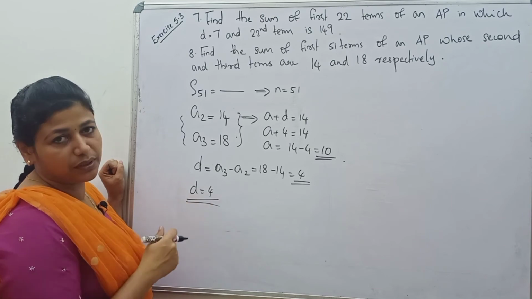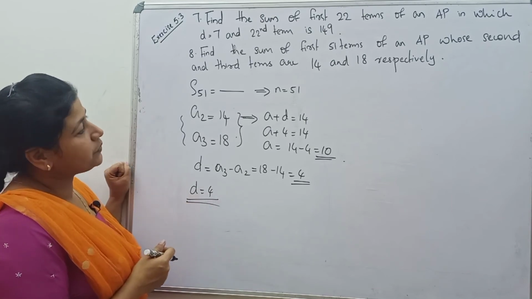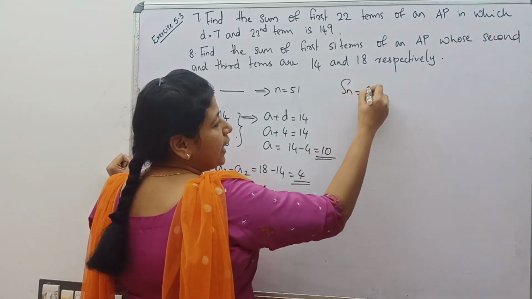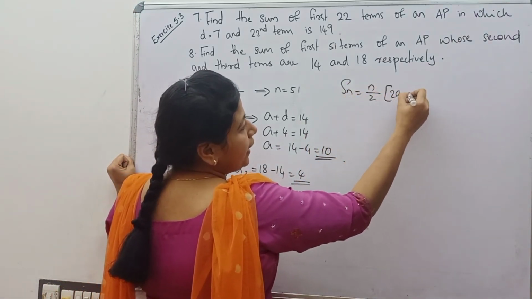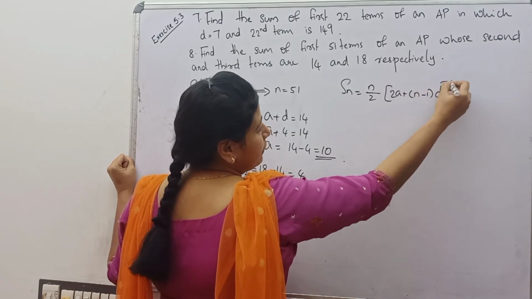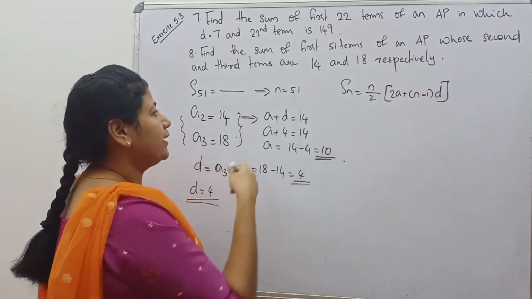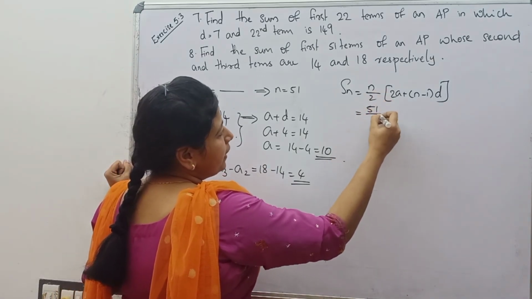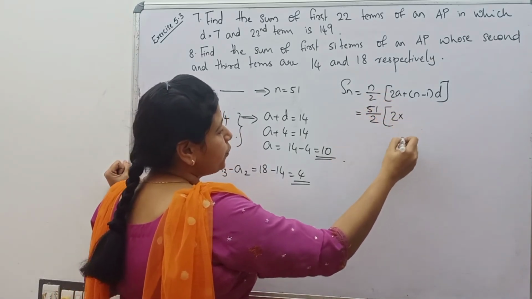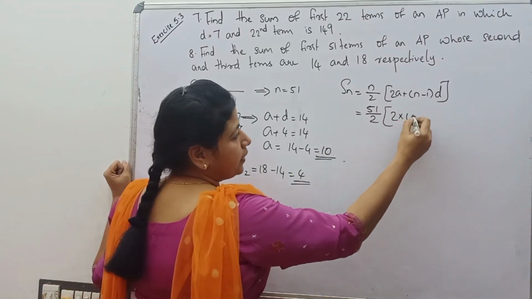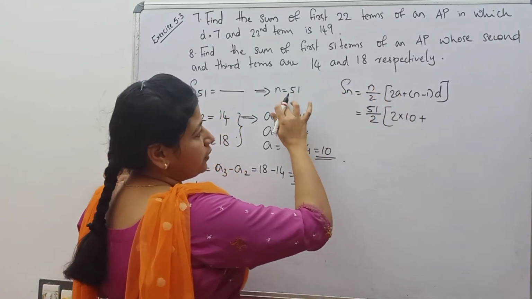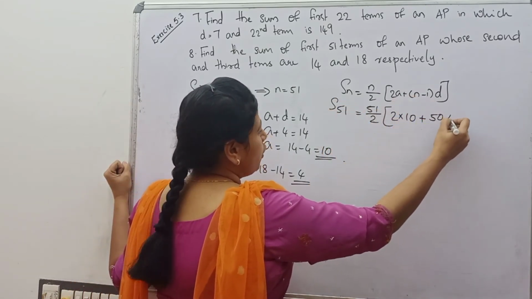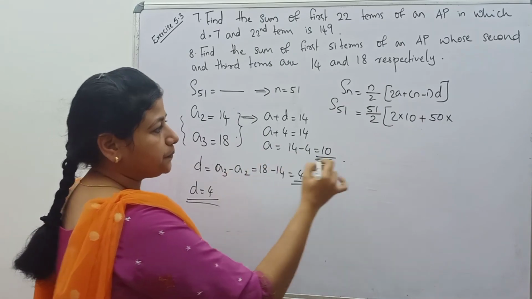aയും കിട്ടി dയും കിട്ടി. ഇനി നമുക്ക് എന്താ ചെയ്യേണ്ടത്, കണ്ടുപിടിക്കേണ്ടത് സം ആണ്. സം കാണാനുള്ള ഫോർമുല നമുക്ക് ഏത് യൂസ് ചെയ്യാം, n by 2 into 2a plus n minus 1 into d യൂസ് ചെയ്യാം. കാരണം a നമുക്കറിയാം, d അറിയാം, n അറിയാം. So here n is 51 by 2 into 2 into first term is 10 plus n is 51, isn't it? This is 51. So 51 minus 1 is 50 into common difference is 4.